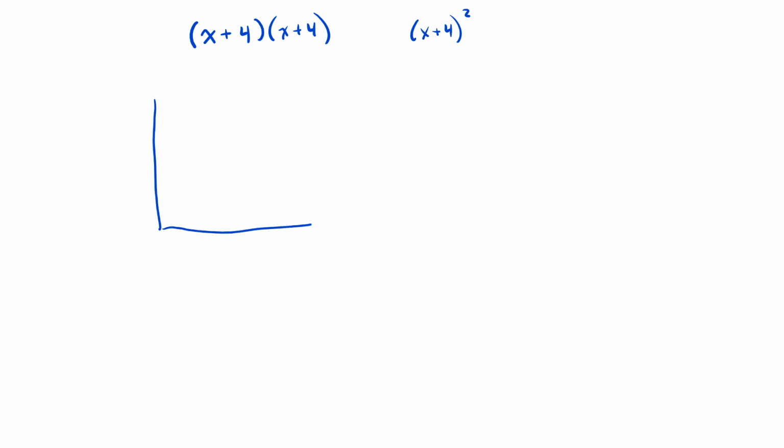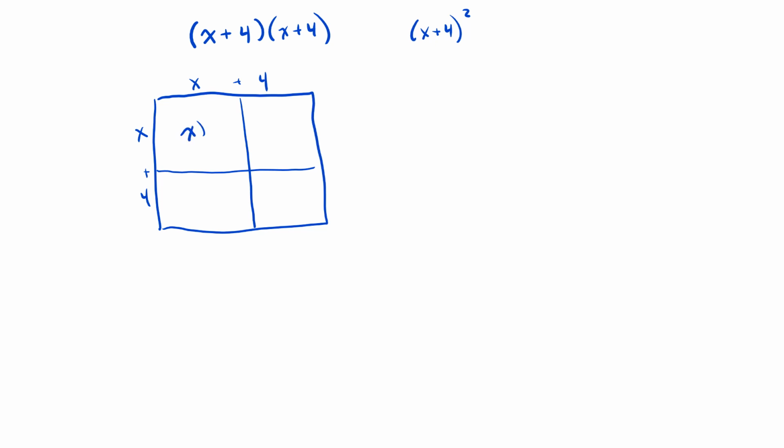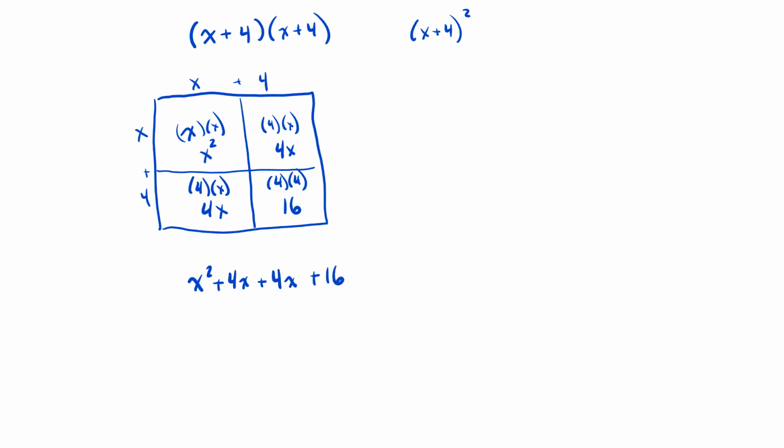So if we're using our area model, we think about a square that has sides of x plus 4, both sides of the same length. And if we break this into the four regions, we are expanding x plus 4 times x plus 4. In this box here, we get x times x, which is x squared. In this box, we get 4 times x, which is 4x. And so the product here is going to be the sum of x squared plus 4x plus 4x plus 16. We can combine those like terms. 4x and 4x is 8x.